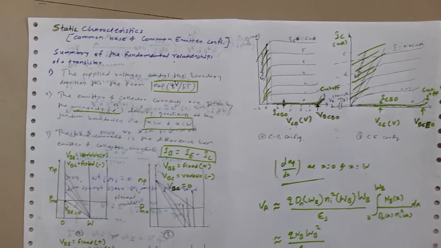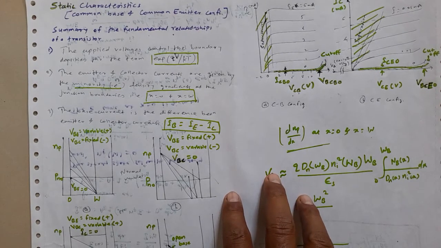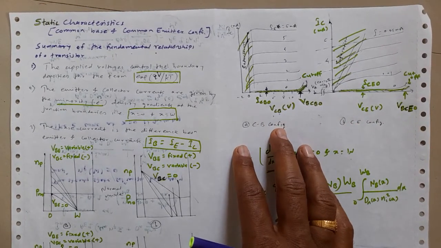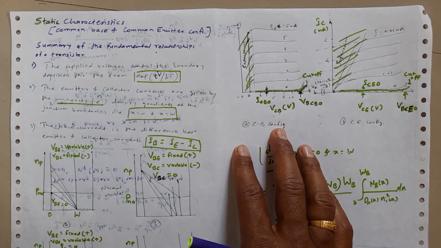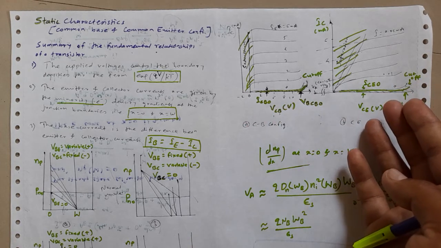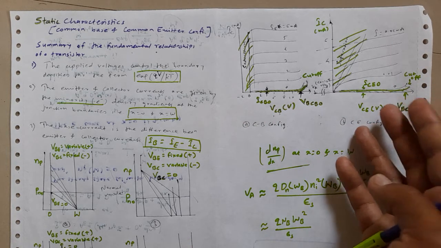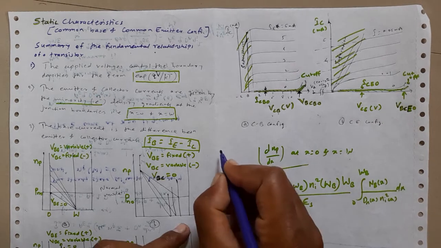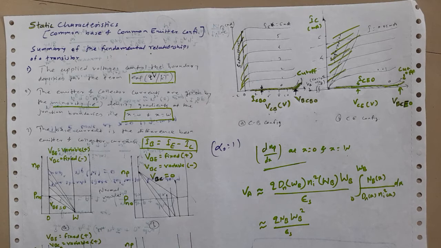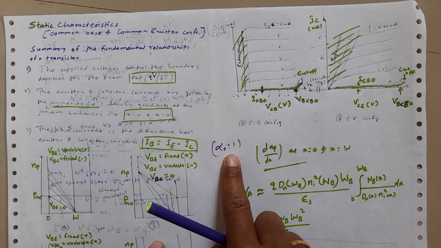So the collector current is practically equal to the emitter current. This is our perception: how much of the emitter current flowing is collected as the collector current will give us alpha 0 equal to 1. This is the amplification factor, the efficiency. So alpha 0 becomes 1.